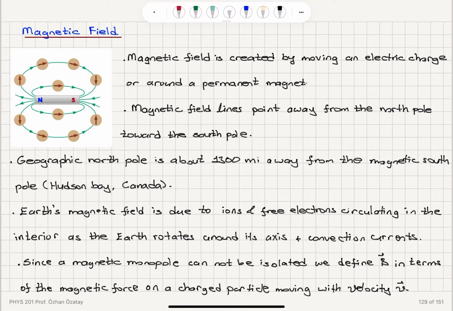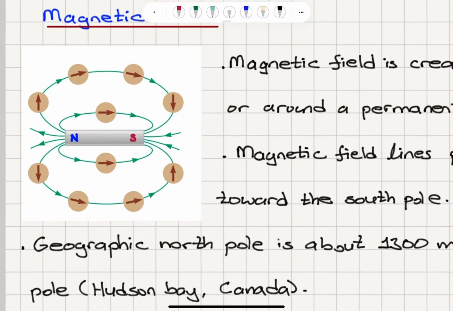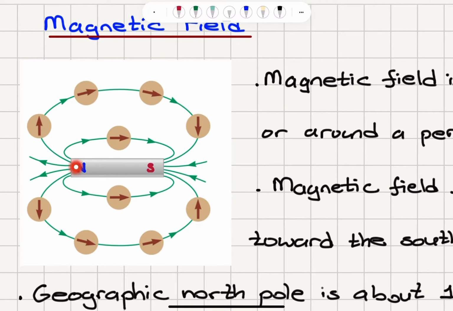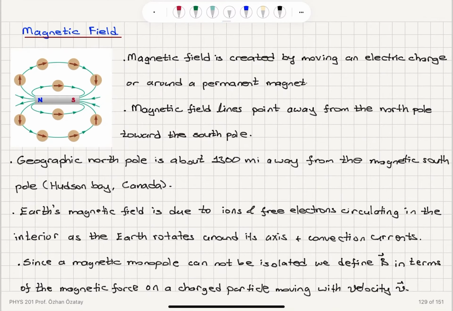So how do we draw the magnetic field lines? Magnetic field lines point away from the North Pole towards the South Pole. You can see that field lines terminate on the South Pole and they emanate from the North Pole, pointing towards the South Pole. So that's how the magnetic field lines are directed.